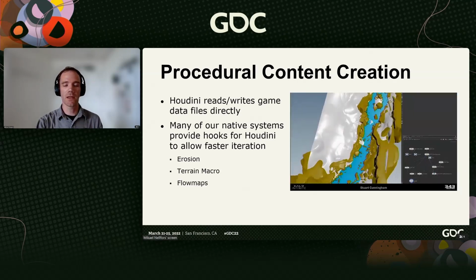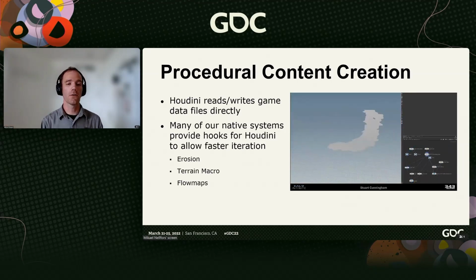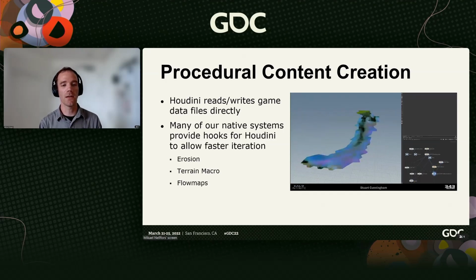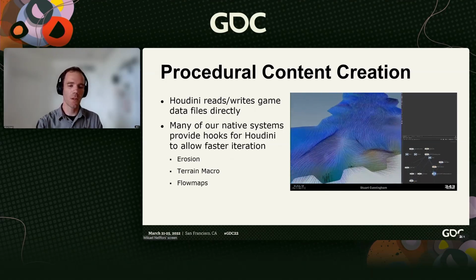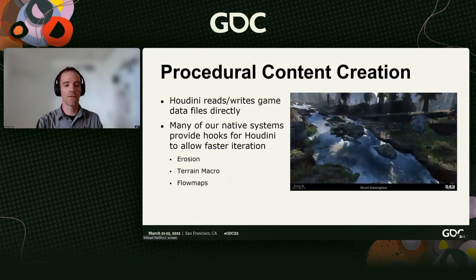We use a similar setup to generate flow maps for our river shader. We load the world with the river banks and the rocks and the mesh that's the surface of the river into Houdini, and then run a fluid sim and bake the results of that back out to a texture that the shader uses for the river.